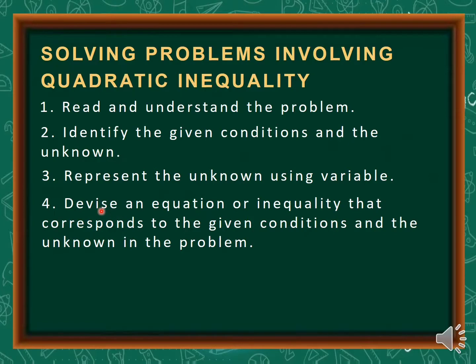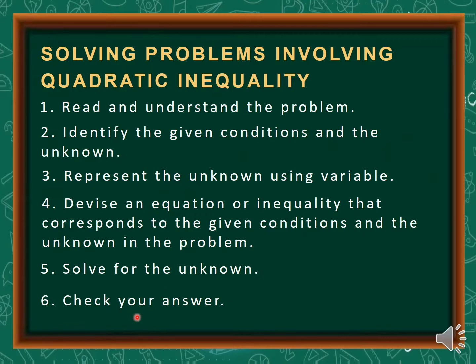For number 4, after finding or representing the given, you have to devise an equation or inequality that corresponds to the given conditions and the unknown in the problem. And of course, 5, you have to solve for the unknown, by applying what we have learned in solving quadratic inequality. And lastly, you have to check your answer whether it will satisfy the given condition in our problem. Okay, are you ready to solve problems? Okay, so let us begin.